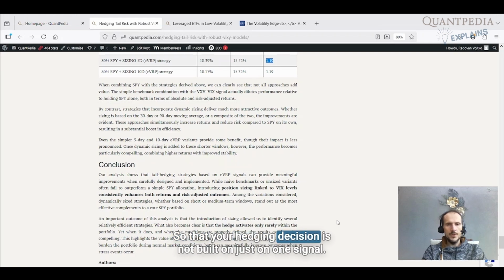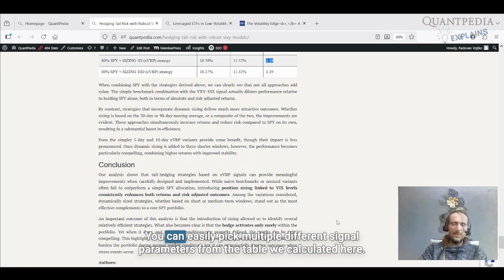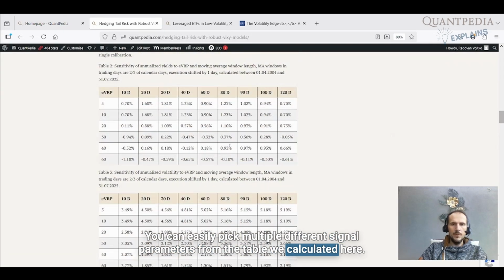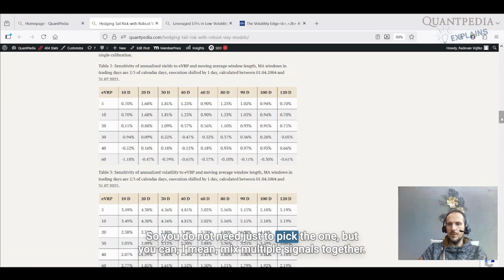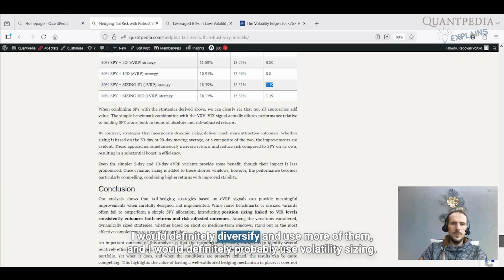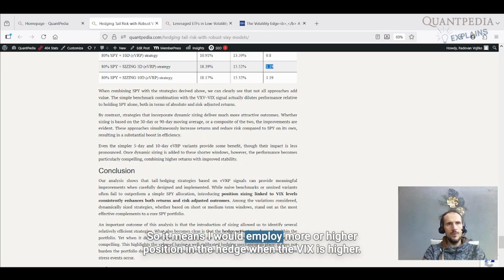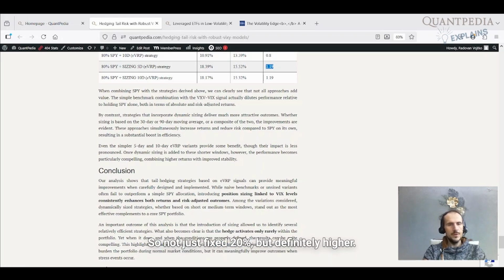So that your hedging decision is not built on just one signal. You can easily pick multiple different signal parameters from the table I calculated here, so you do not need just to pick the one, but you can mix multiple signals together. I would definitely diversify and use more of them. And I would definitely probably use volatility sizing. So it means I would employ a higher position in the hedge when the VIX is higher. So not just a fixed 20%, but definitely higher.